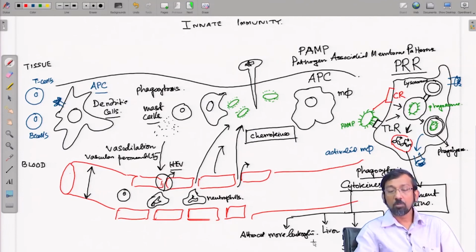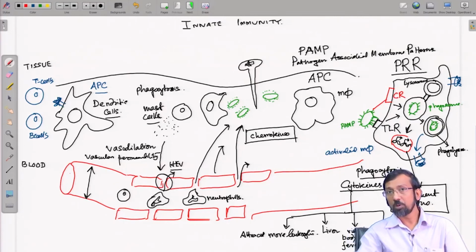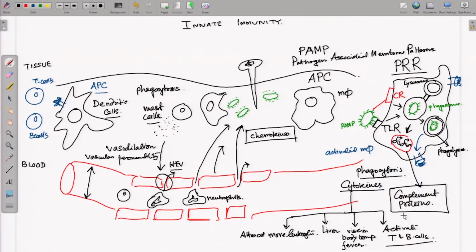Now, the cytokines have varying functions, of which initially they try to attract more leukocytes into the site of action. They activate the liver, thereby producing proteins, primarily the complement proteins. The complement proteins are also very important in the innate system. We will describe complement proteins in our upcoming lectures. They also lead to a rise in body temperature, so you have fever, and also try to activate the T and the B cells. This is an overview of what we discussed today, to understand how the immune system initially responds to a tissue damage and an attack by a foreign pathogen, and then starts to generate what we call an inflammatory response.